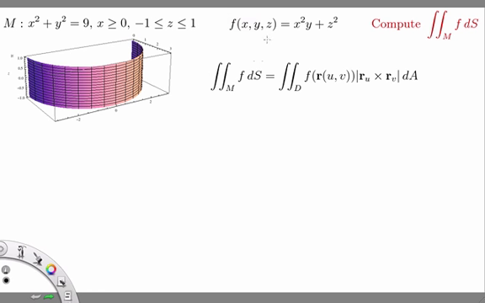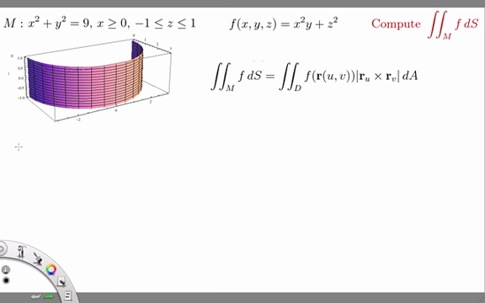The function is f of x, y, z equals x squared y plus z squared. All right, and so we want to compute this integral of f over M ds. So it's a surface integral because we're integrating our function over this curved surface that's embedded in R3.